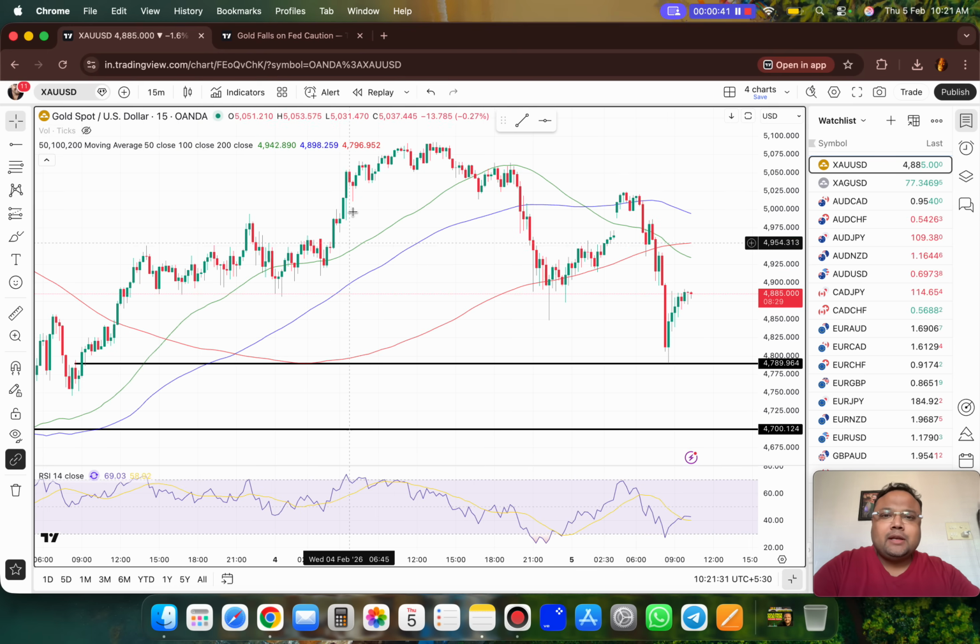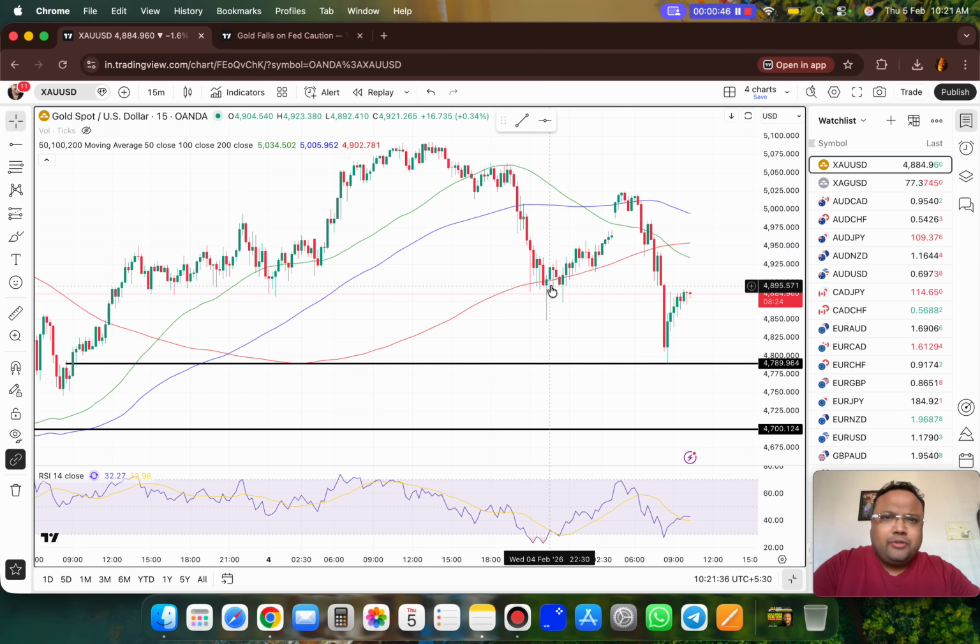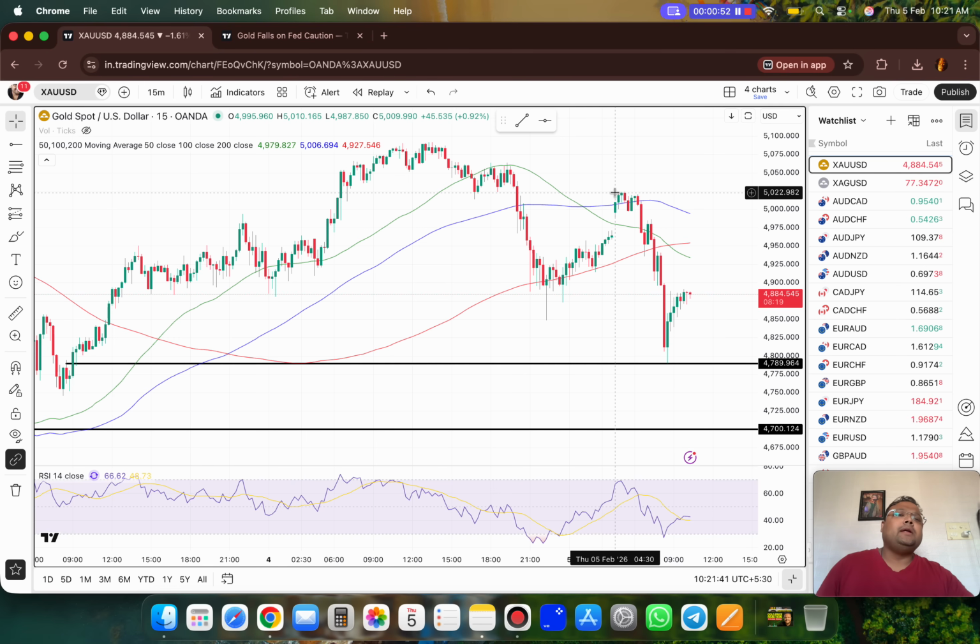For example, there was a correction yesterday. The market dropped, then the market recovered also. But today in the morning, after a little gap of opening, when gold was trading above 5,000, there was a sudden drop. And it was not a normal drop. The drop came for 2,000 pips or more than 2,000 pips because the market was around 5020 and gold made a low of 4790. And now you can see gold is trading around 4900. So this type of craziness is not normal.